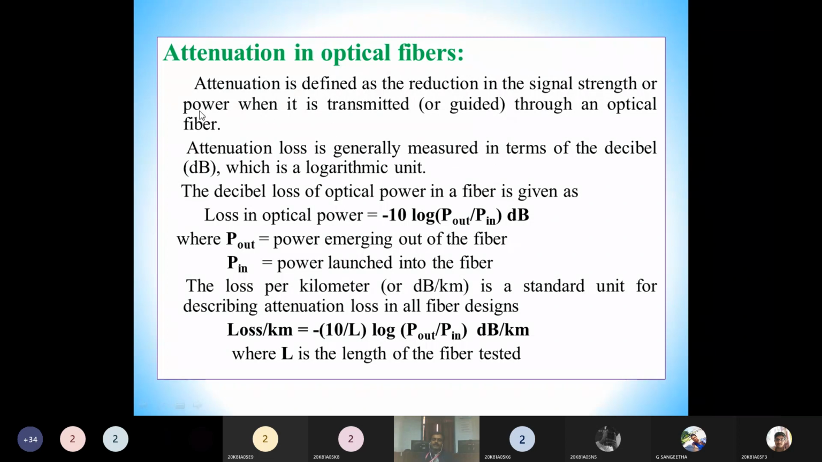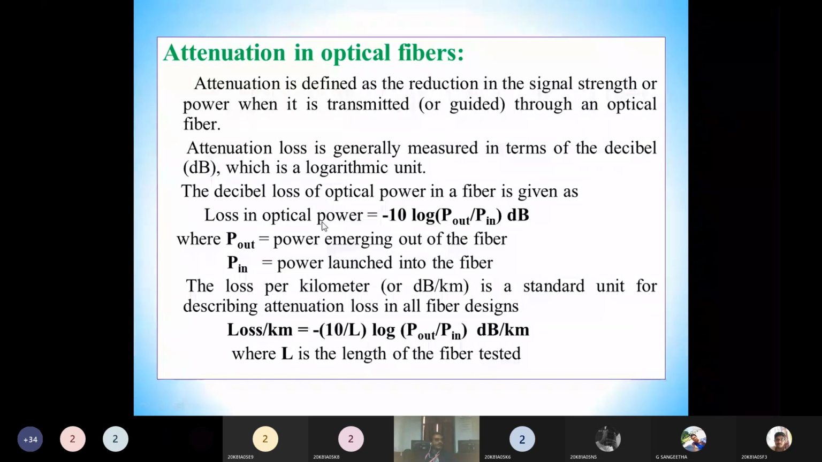Here, signal strength or power: when it is transmitted through an optical fiber, there may be a chance of reduction in the signal strength or power. That is defined as attenuation. Attenuation loss is generally measured in terms of decibels, which is a logarithmic unit.